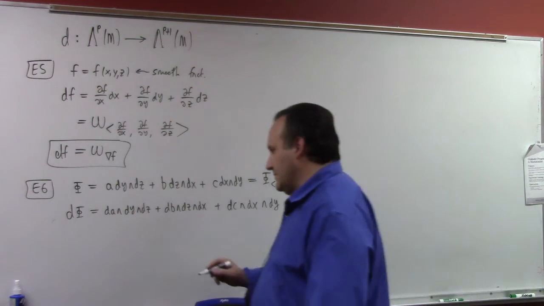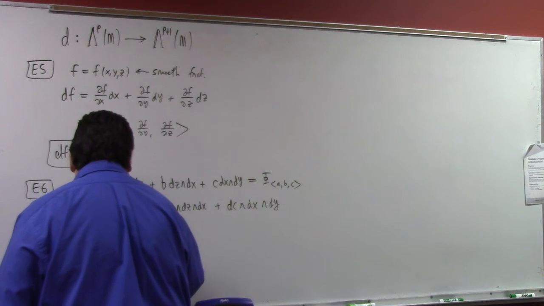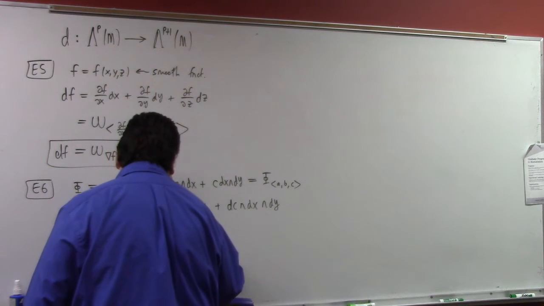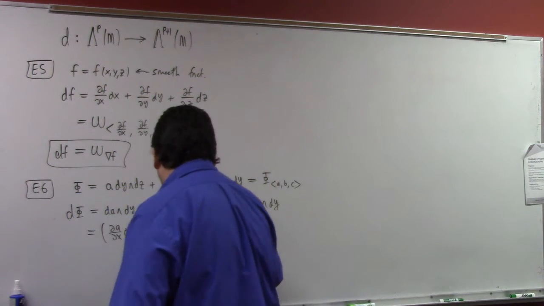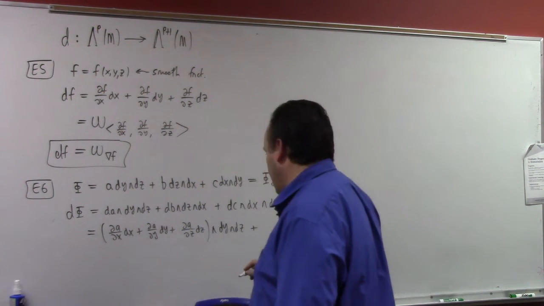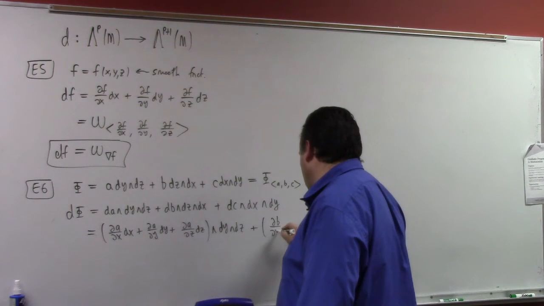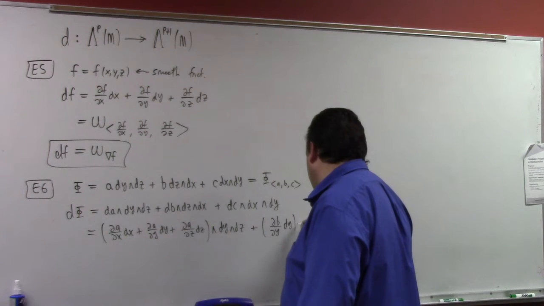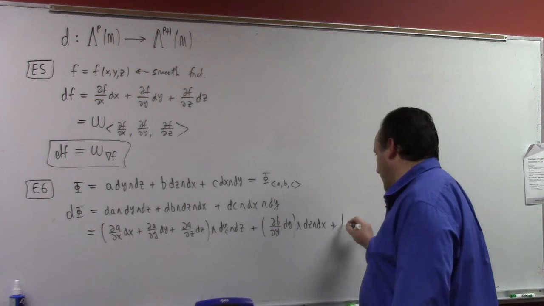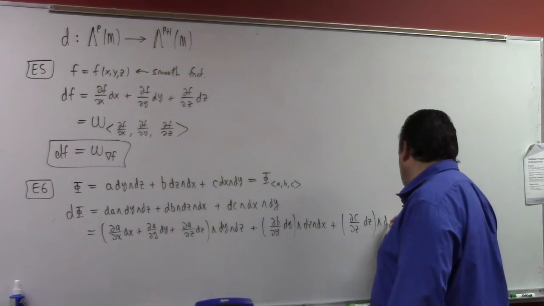Now what is dA? It is partial a partial x dx plus partial a partial y dy plus partial a partial z dz wedge dy wedge dz. And for the next one, I'm only going to write down what matters, which is partial b partial y dy wedge dz wedge dx. And for the last term, the only one that matters is partial c partial z dz wedge dx wedge dy.